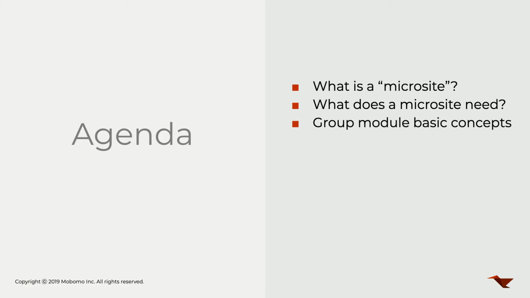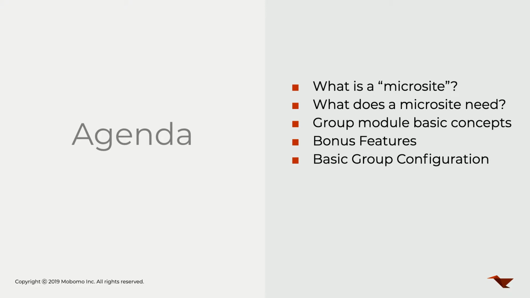Just a quick summary of where we're going from here. We're going to go through a quick, super short definition of what we could consider a microsite. What does it need? Some basic concepts of the module itself. Some bonus features, you'll get an idea of what I mean by that in a second. The basic configuration of the group module itself, group content and all that. And then a good old live demo. So, pray for me. Then a little section after the demo, I'll talk about some of the things that we've run into that you can expect to have issues with and how to try and deal with them.